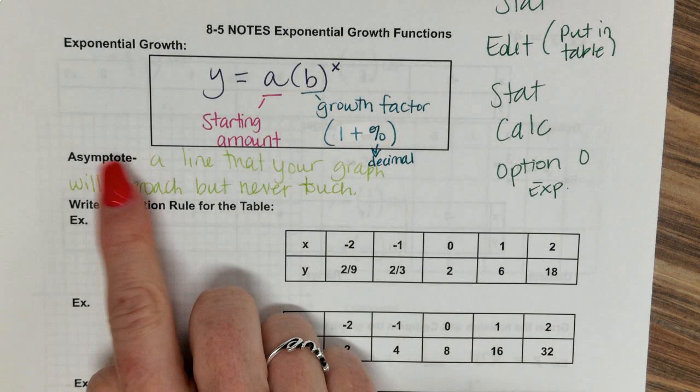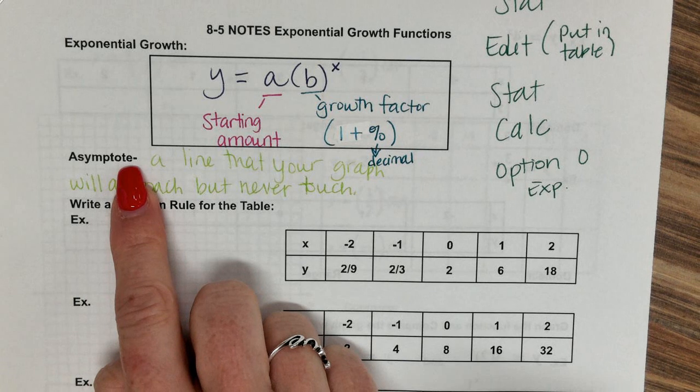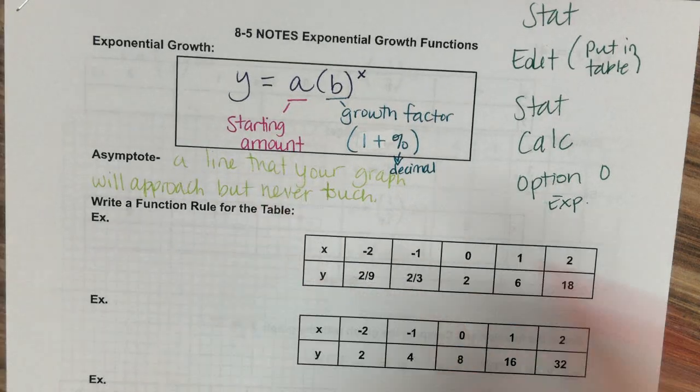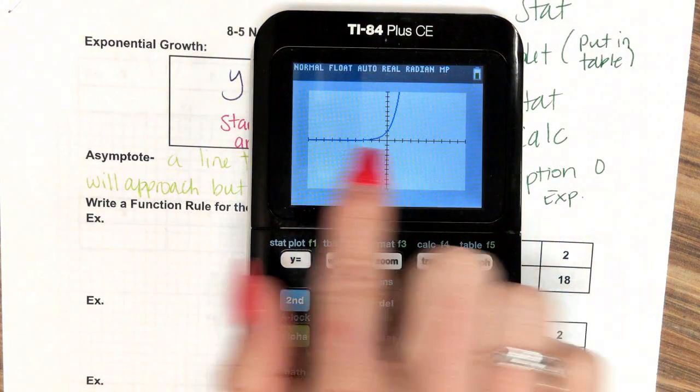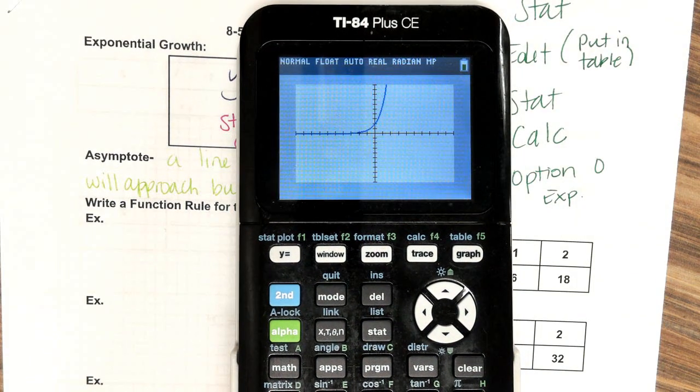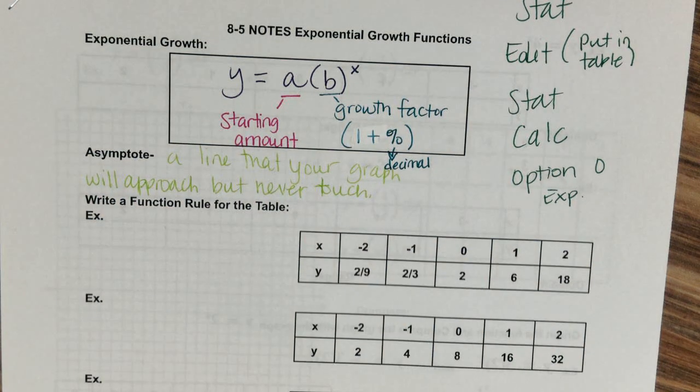That is called an asymptote. It is a line that it's approaching, but it will never touch. Okay? And this asymptote right here is the x-axis, which is y equals 0. Okay? So that's what the asymptote is. So you're going to hear me say those words.